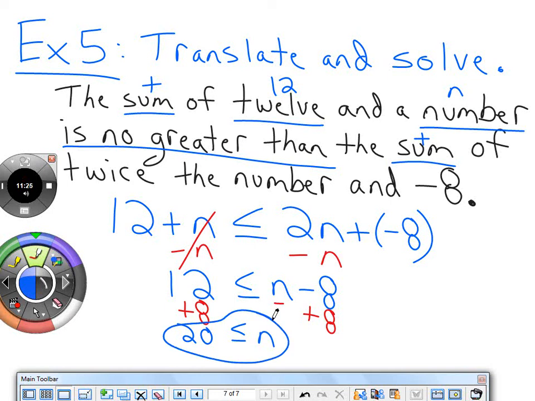Or you could say it like this. N is greater than or equal to 20 if you like to have the variable on the left-hand side. You definitely need to know how to read that. Typically, you'll read it from the variable. You'll start it that way. This does say 20 is less than or equal to n, but we prefer to say n is greater than or equal to 20, because if you want to graph it or anything, it's more helpful. All right, that should be good on 6.3.